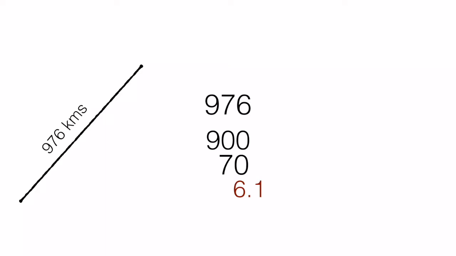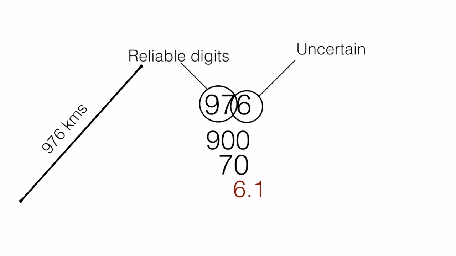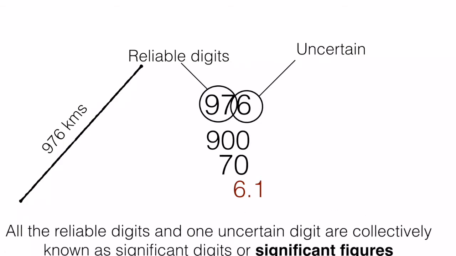So the last digit is not an accurate value, it is termed as uncertain digit, while the remaining two digits, that is 9 and 7, are termed as reliable digits. And from this we can say that all the reliable digits and one uncertain digit are collectively known as significant digits or significant figures. Now, what if there are different examples?